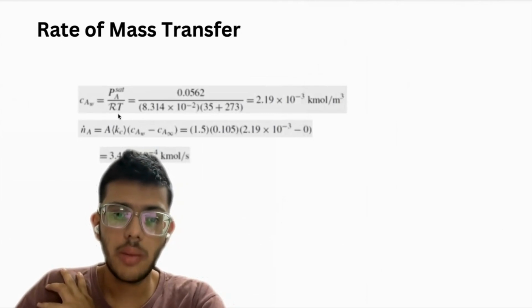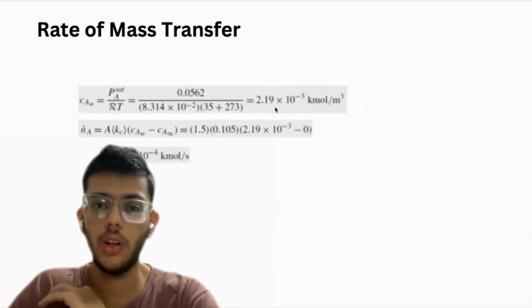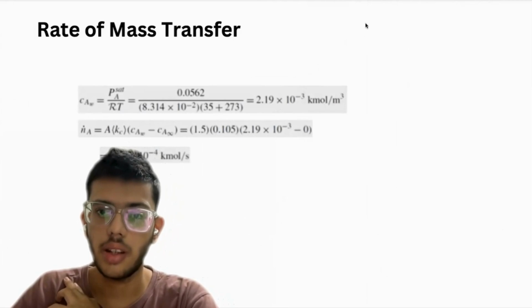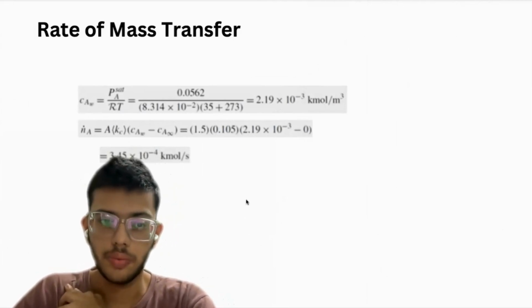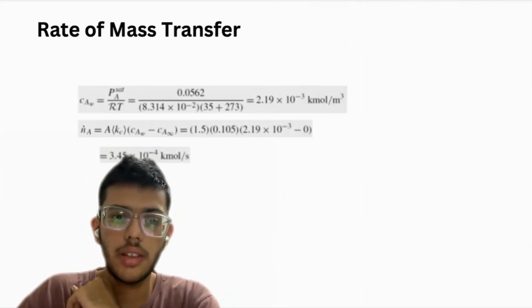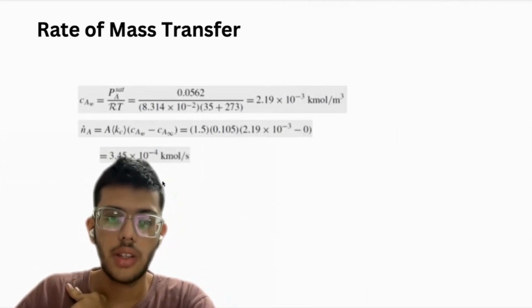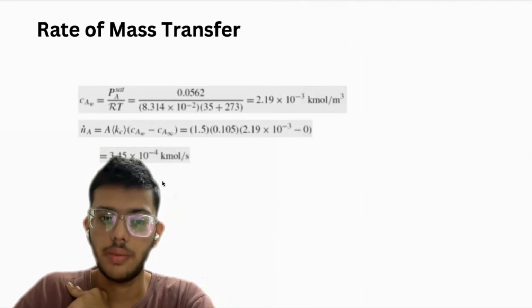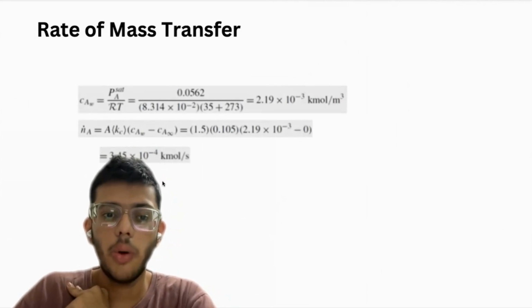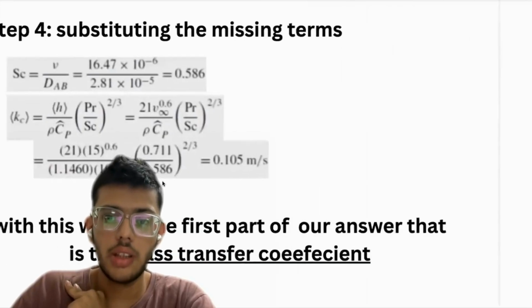So P saturation by RT, on substituting, we get the value 2.19 into 10 raised to minus 3 kilomole per meter cube. Finally, substituting all the values into N_A dot, that is the rate of mass transfer, we get A into Kc average into CaW minus C infinity, which is 3.45 into 10 raised to minus 4 kilomole per second.